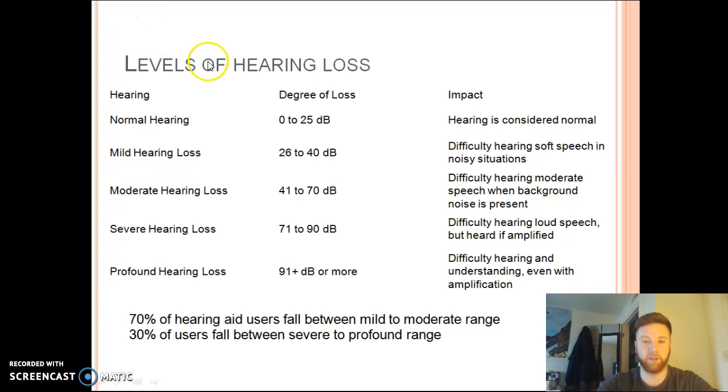So here you actually have levels of hearing loss. There are different stages of hearing loss. So your normal hearing, people normally experience 0 to 25 decibels, and again that's considered normal. Then you have mild hearing loss, which is anything from 26 to 40 decibels, and that's difficulty hearing soft speech, like whispering. Then there's moderate hearing loss, anything from 41 to 70 decibels, and that's difficulty hearing moderate speech when background noise is present.